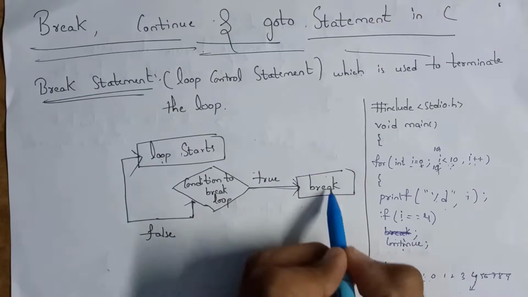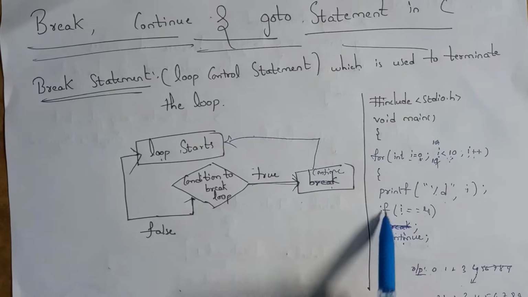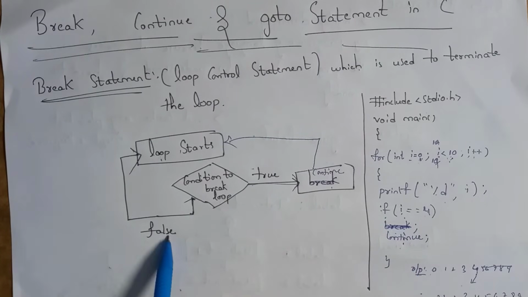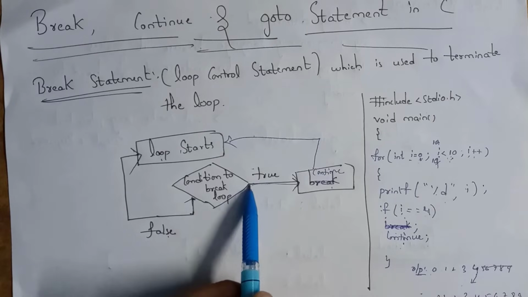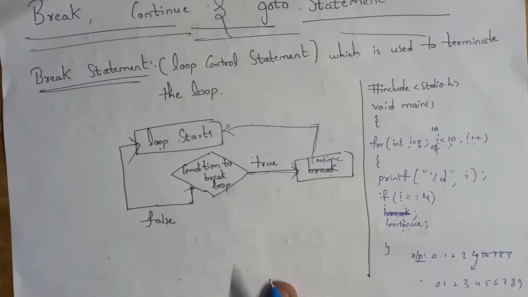But whereas in continue, if the condition is false, then it will continue the loop, and if the condition is true, even then it will continue this loop. Same example, if i reaches the value 4, it will continue the loop. So if the condition is false, then it will continue the loop, and if the condition is true, even then it will continue this loop. So this is the program and flowchart for the continue statement.